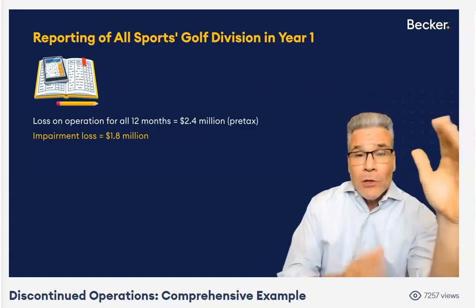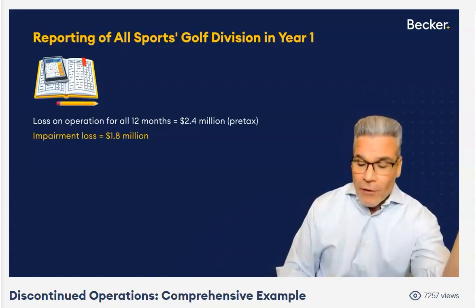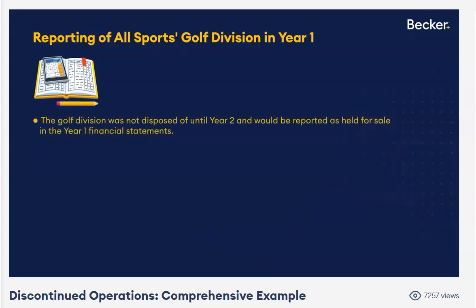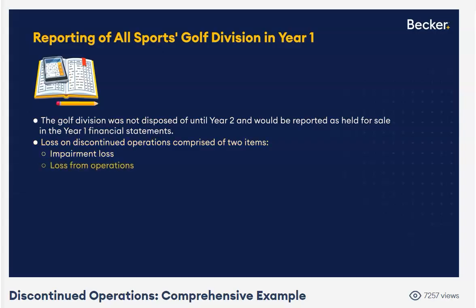And remember, the loss on operations is for all 12 months, even though they didn't adopt the plan until April 30th. We know the golf division was not disposed of until year two, but that's okay because it was held for sale in year one. That means in the year one financial statements on the income statement way down below, we'll have that loss on discontinued operations comprised of two items, the impairment loss as well as the loss on operations.